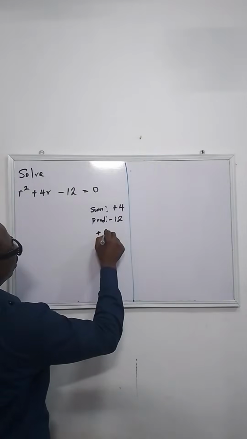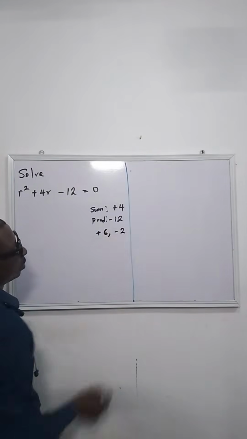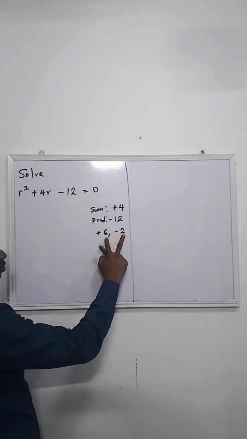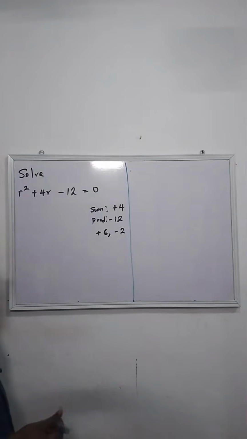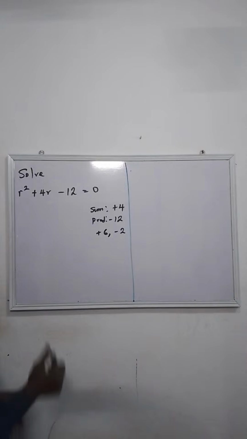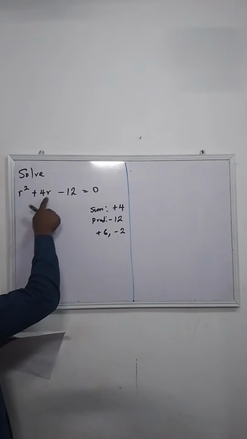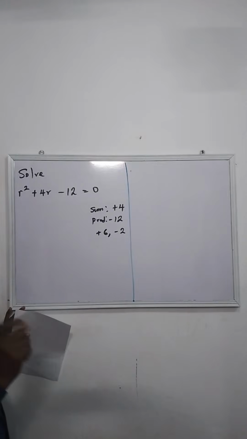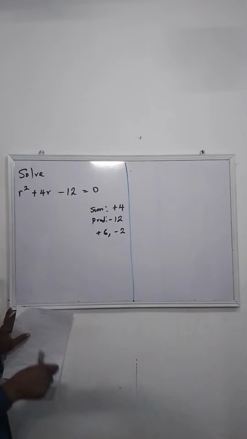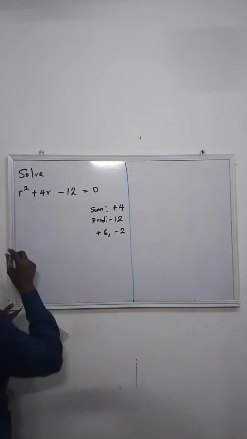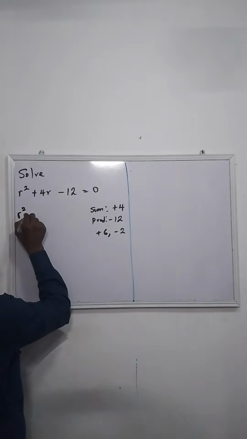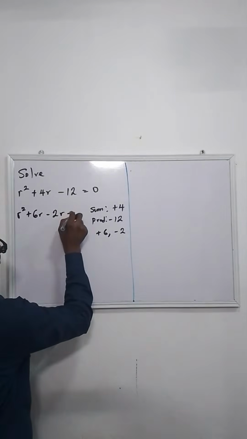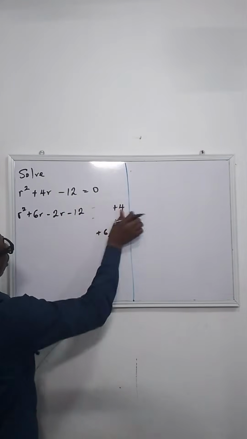So we have plus 6 and negative 2. When you multiply these together, you have negative 12. When added together, you have 4. So that means this 4r can be expressed as 6r minus 2r, which is the same thing as 4r. So now can we incorporate that? We have r squared plus 6r minus 2r minus 12 equals 0.